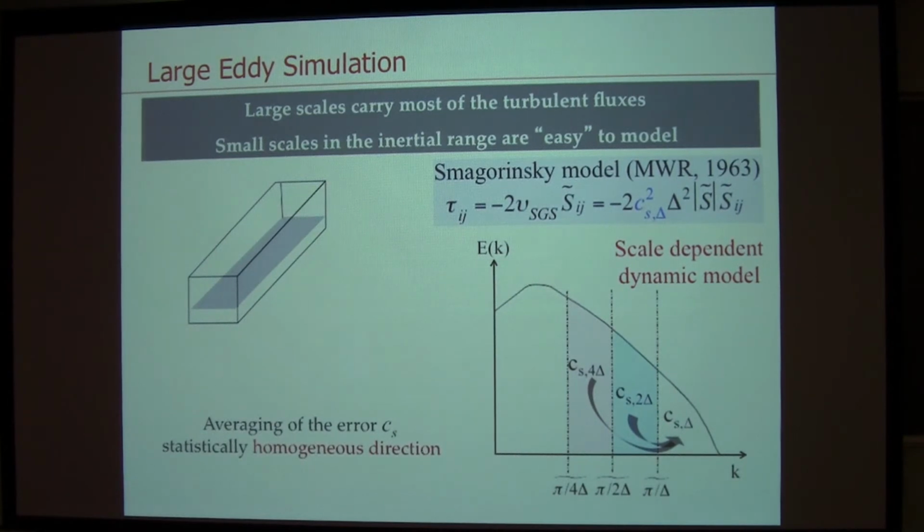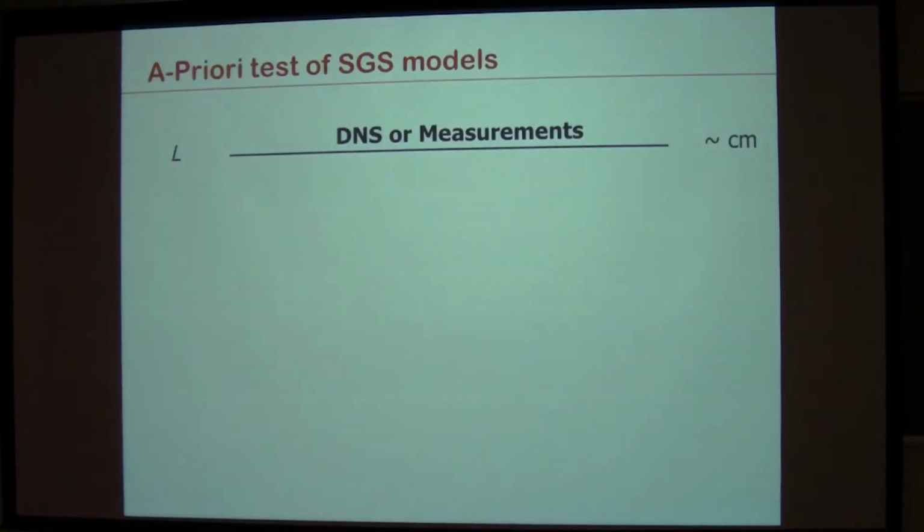To do this, a dynamic model, typically you have to average over some homogeneous directions. If the flow is complex, you cannot average over horizontal planes because they're not homogeneous if you have a building. So what we implement is we average the error over fluid path lines. So I don't want to dwell on that.